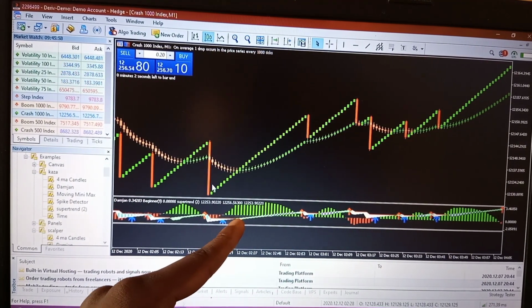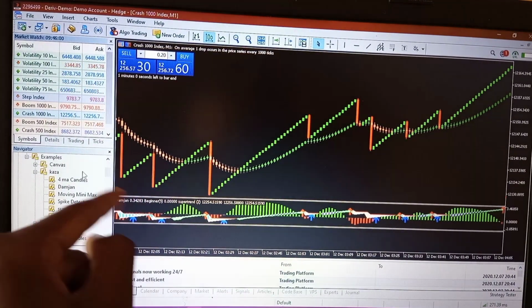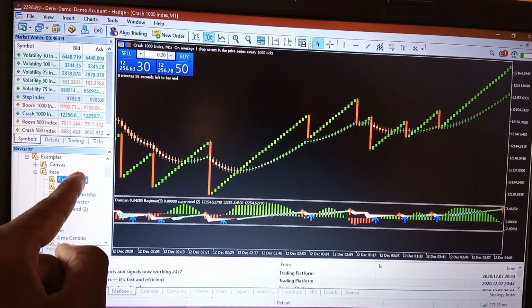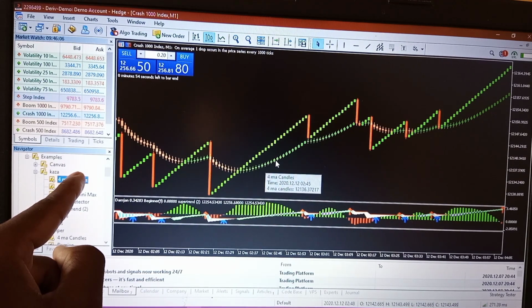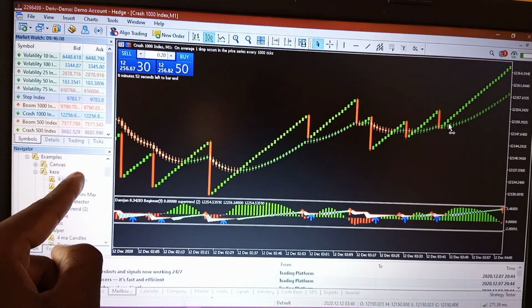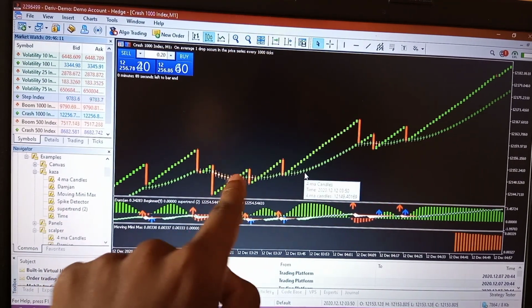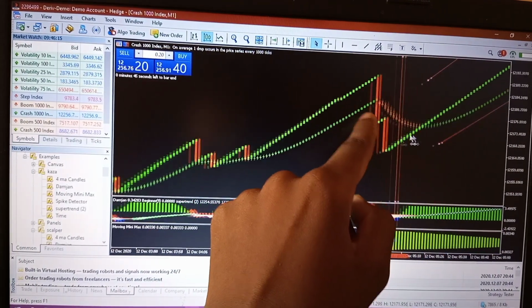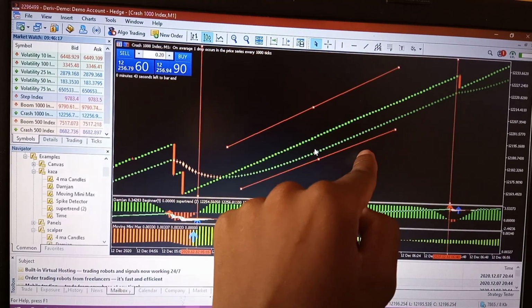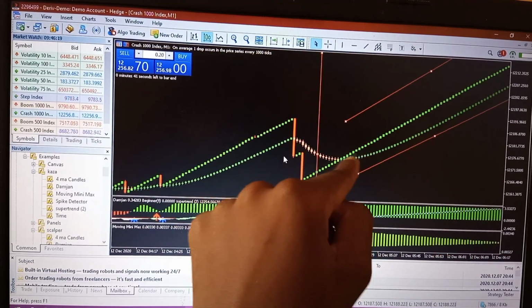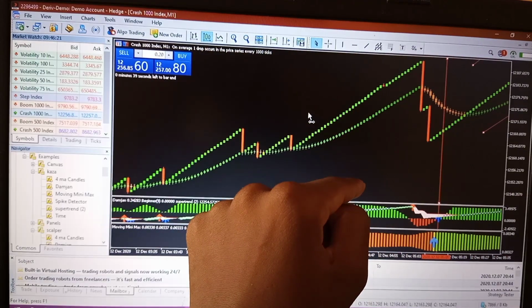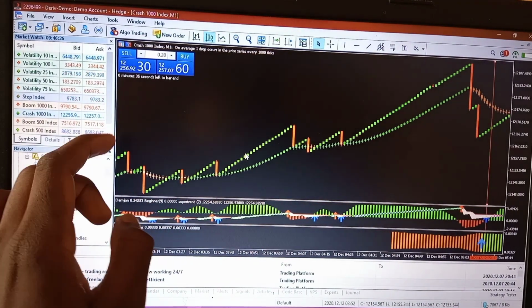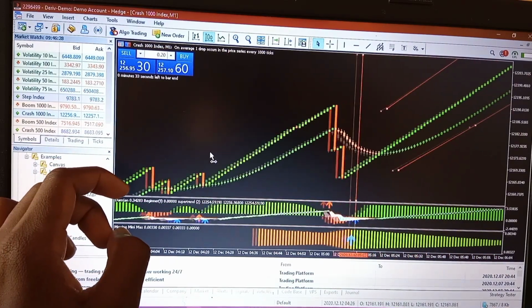Okay, so after the downtrend, we also have the 4MA candles. The 4MA candles indicator is this one here. So what does this one tell you, or how can it help us trade? This one also shows you the trends. Let's take for example here.